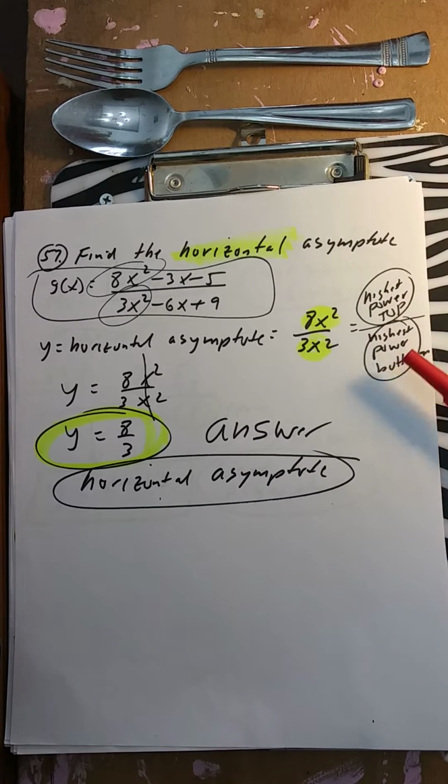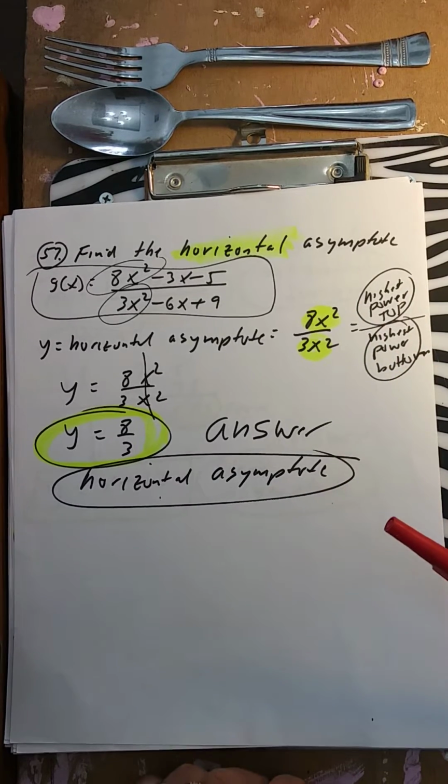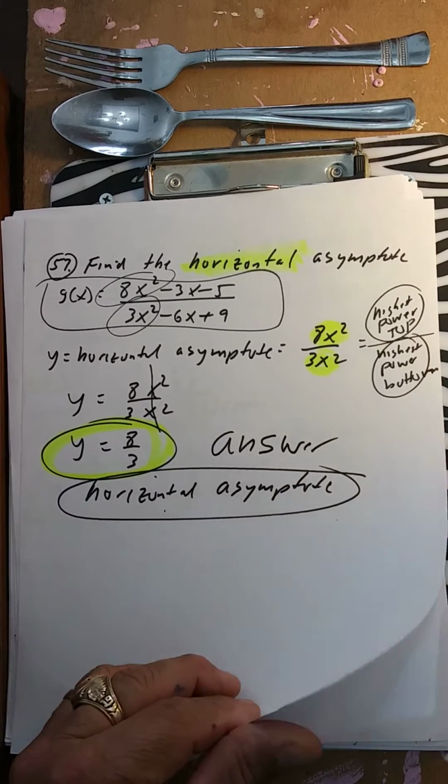Highest power on top, highest power on the bottom. y equals 8 over 3 is the horizontal asymptote.